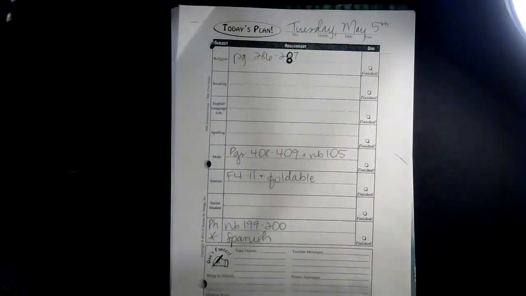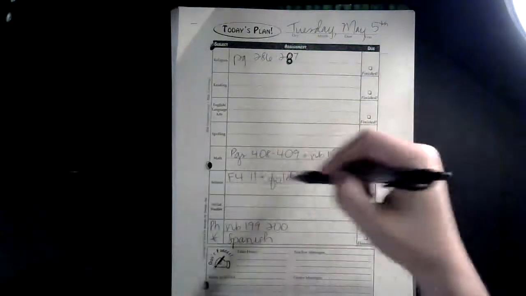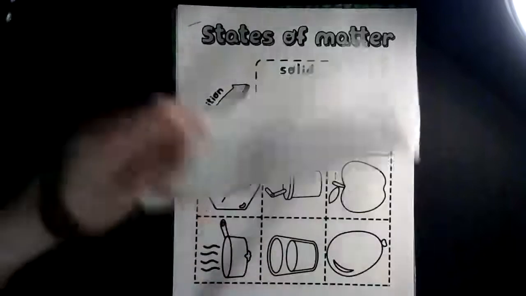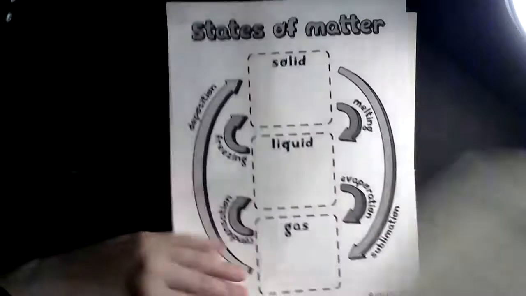Hey there, so on your Tuesday planner, today's 5/5, that's kind of funny, 5/5/20. We have science to read and a foldable to do. The foldable I'm going to do in a different video because it's going to take me a minute to get that all straightened out. This should be stapled out by itself, states of matter there. Let's just look at your section.